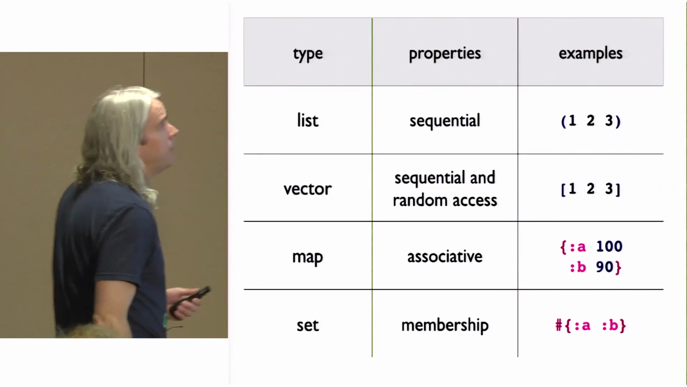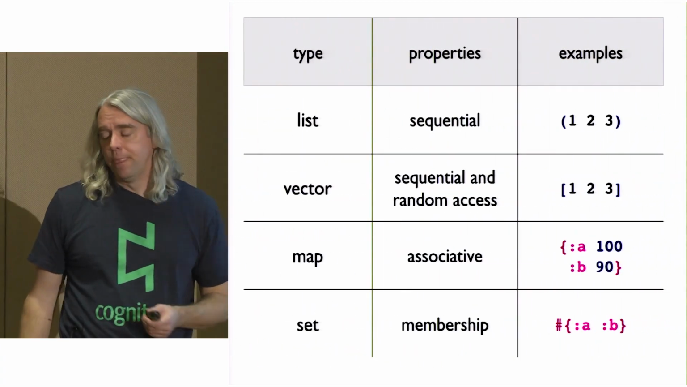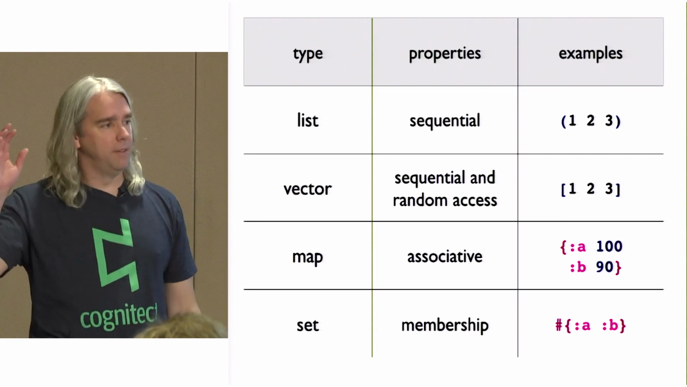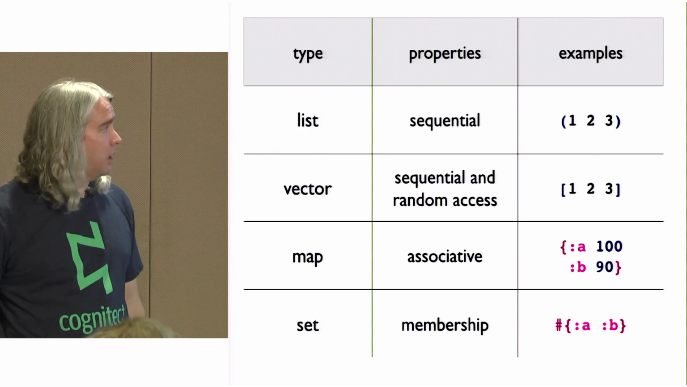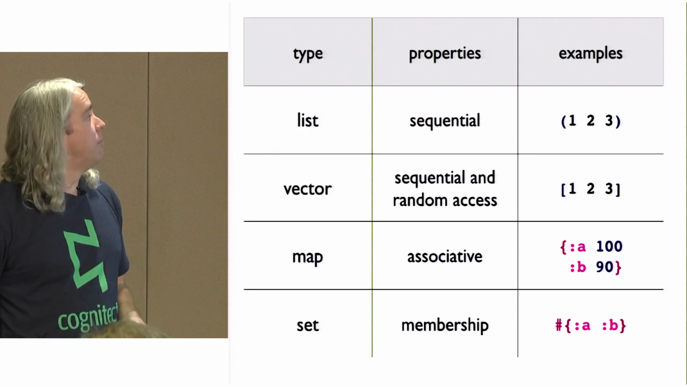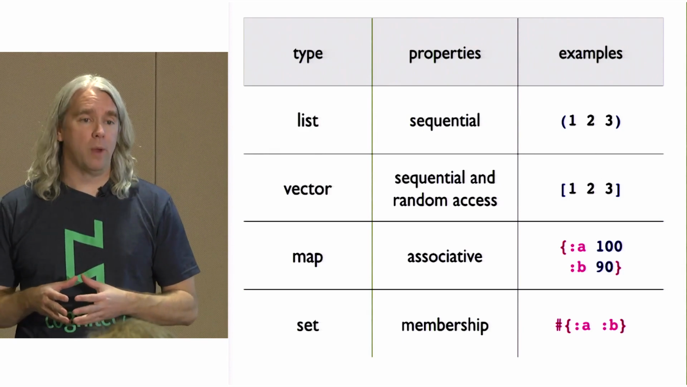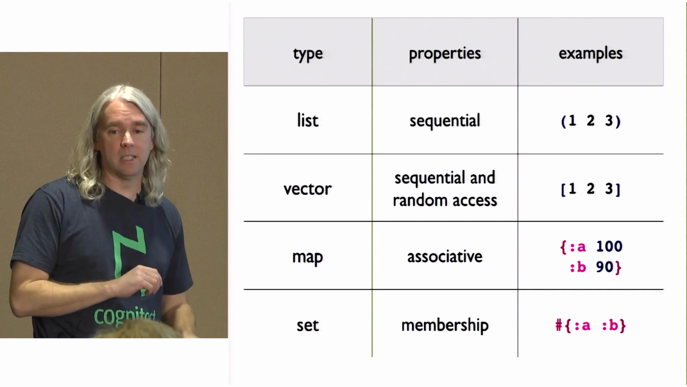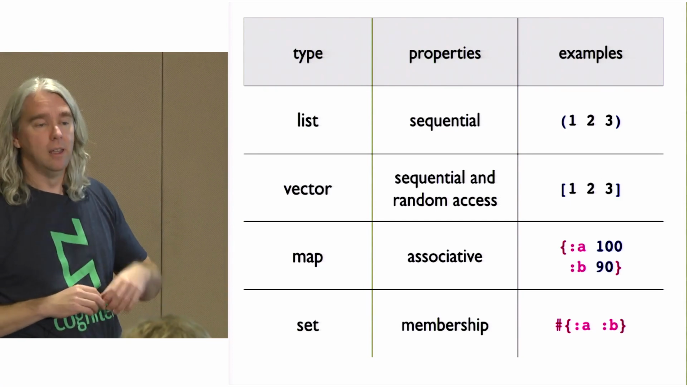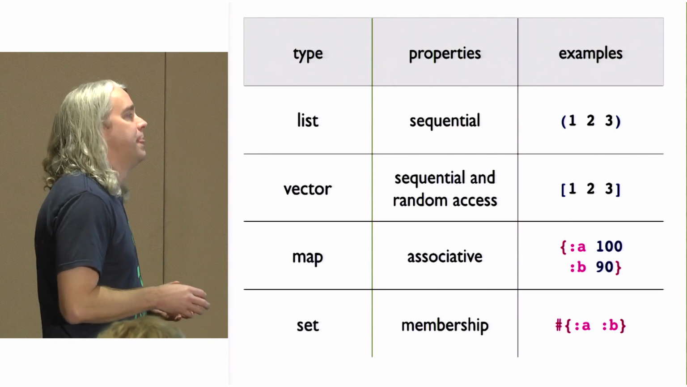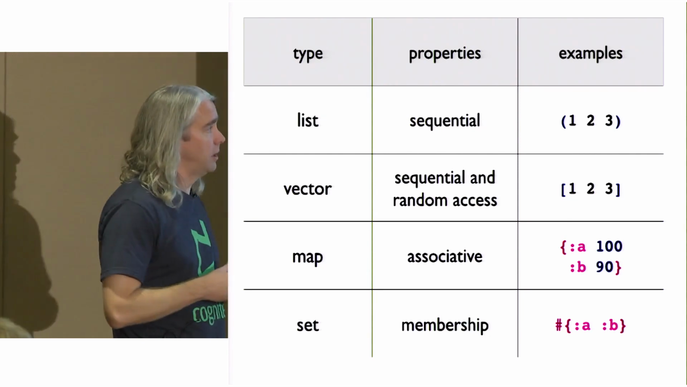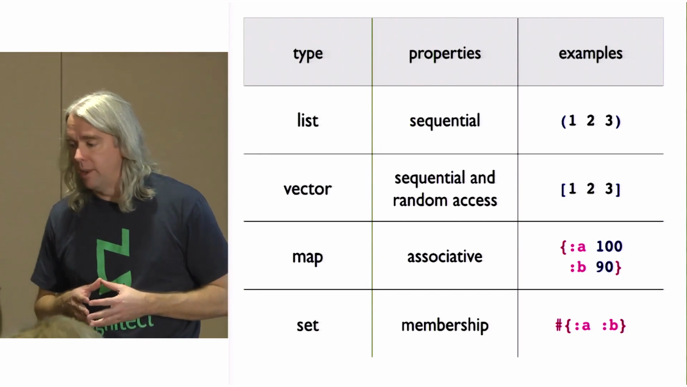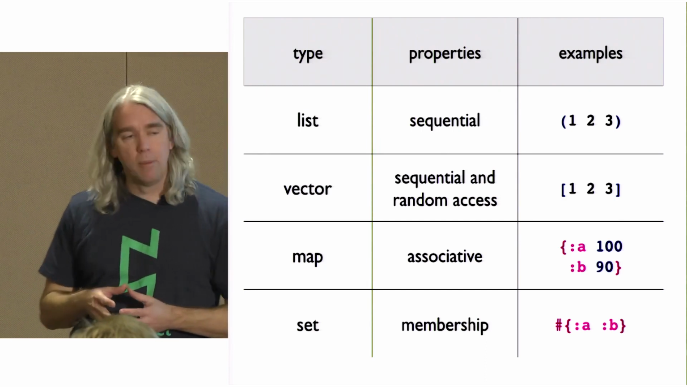Then there are 4 collection types. Lists represent a sequential collection. So a round paren, followed by some stuff to be interpreted in a sequence, round paren. Vectors are sequential but also randomly accessible. So when you see something in square brackets, you could process it sequentially like a list, but you don't have to. You could efficiently jump to the end of the data structure. Maps are an associative collection. So here you see a map that maps the keyword A to the number 100, the keyword B to the number 90.